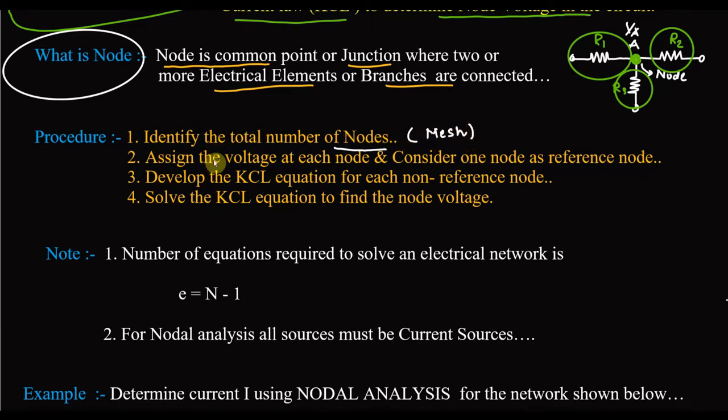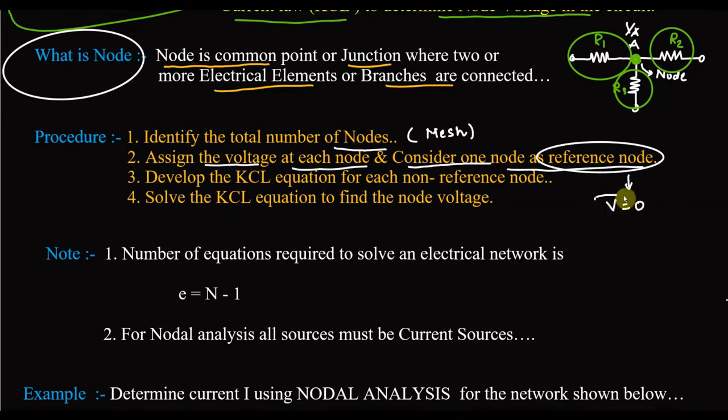Now the second point here. Second is to assign the voltage at each node. If there are three nodes, you can write down the voltages as V1, V2 and V3 like that. But out of these three, you have to consider one of the nodes as a reference node. So what is meant by the reference node? The reference node is basically the node at which your voltage is equal to 0.